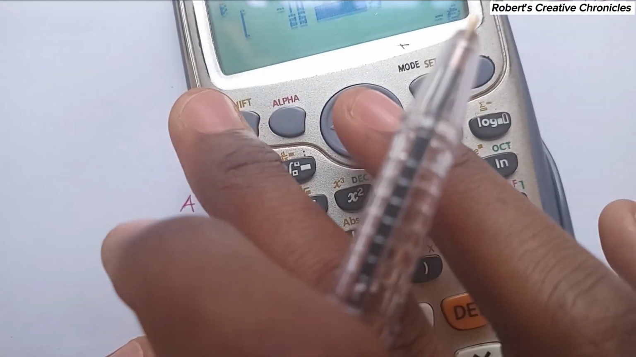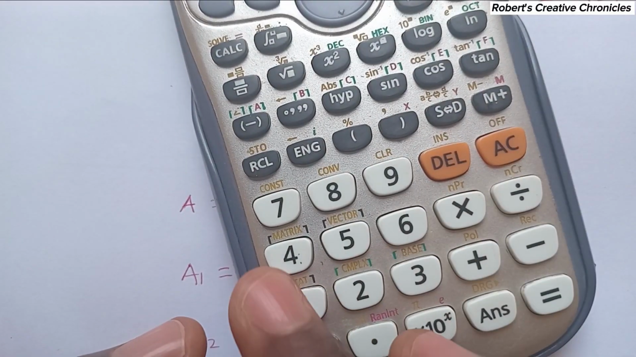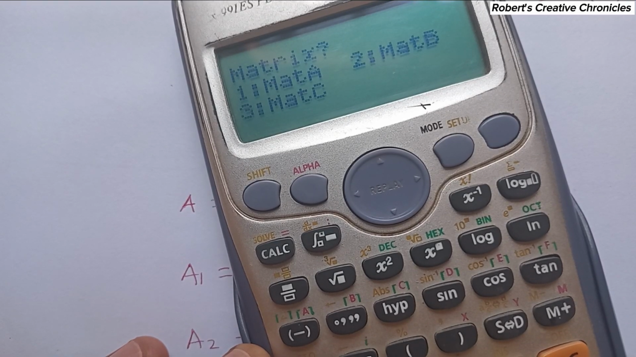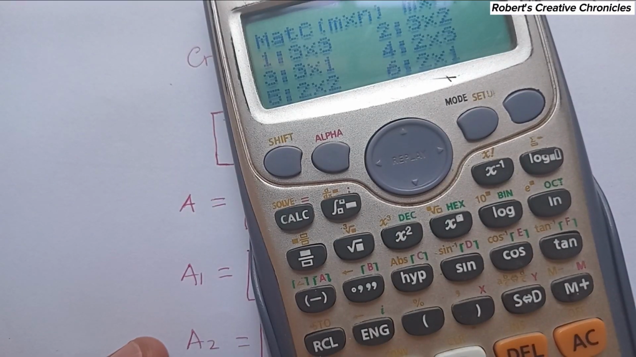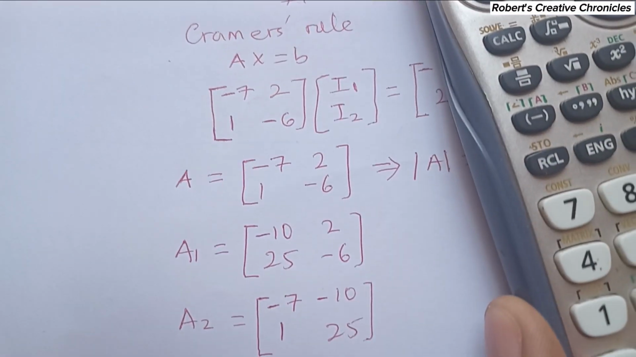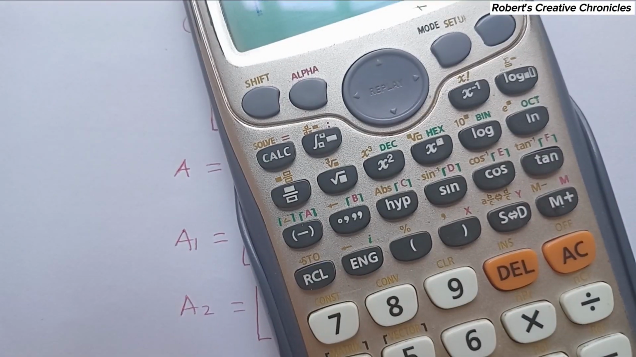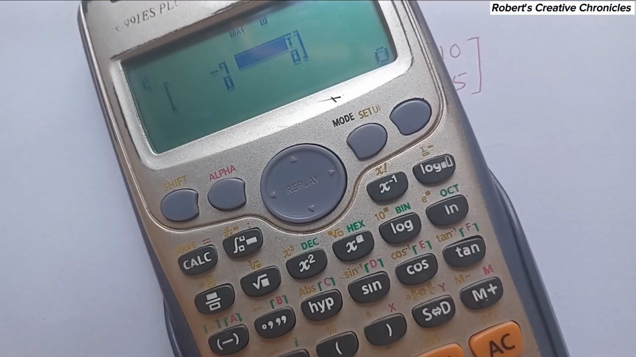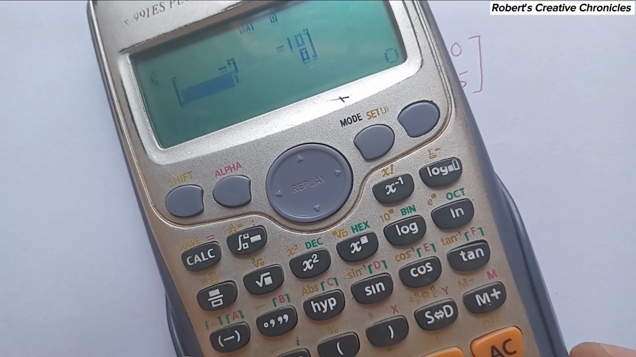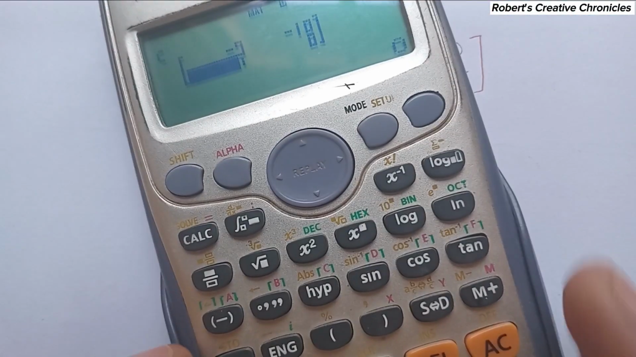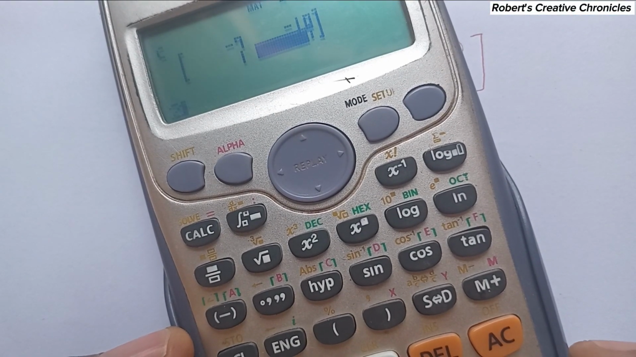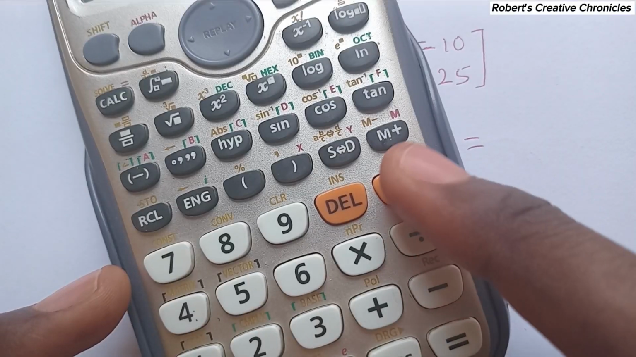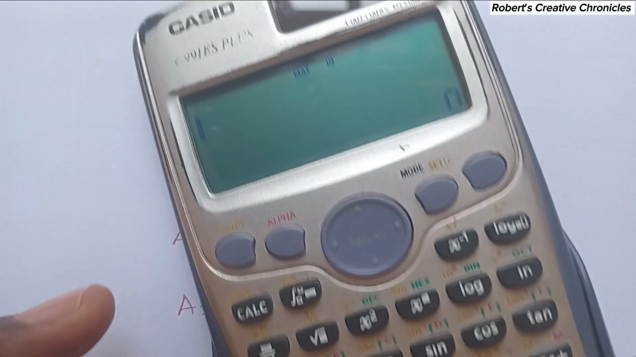So you press shift, then 4, then press 2, then press 3 to represent mat C. It actually depends on the matrix. There is 3 by 3 and it is -7, -10, 1, and 25. Then you press AC to save it. So it's now saved.